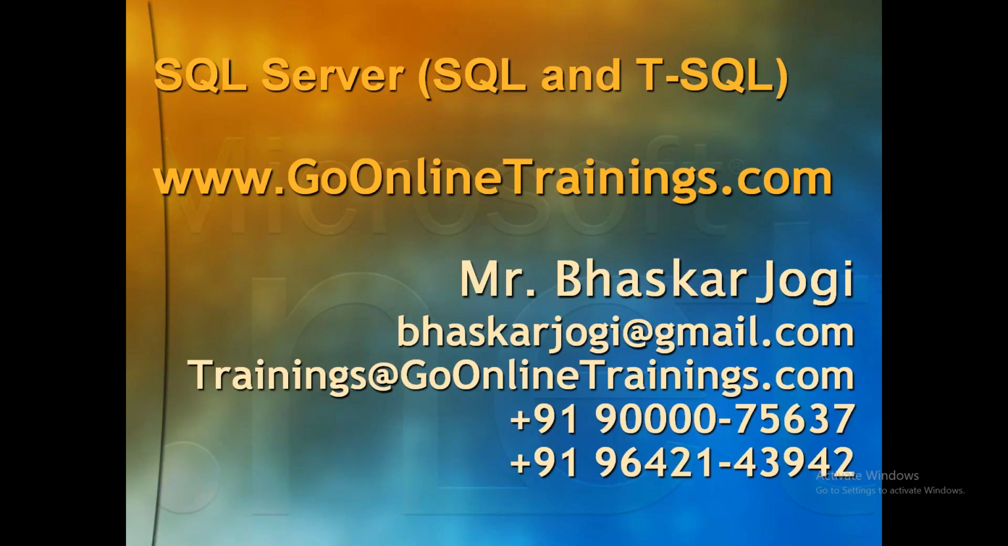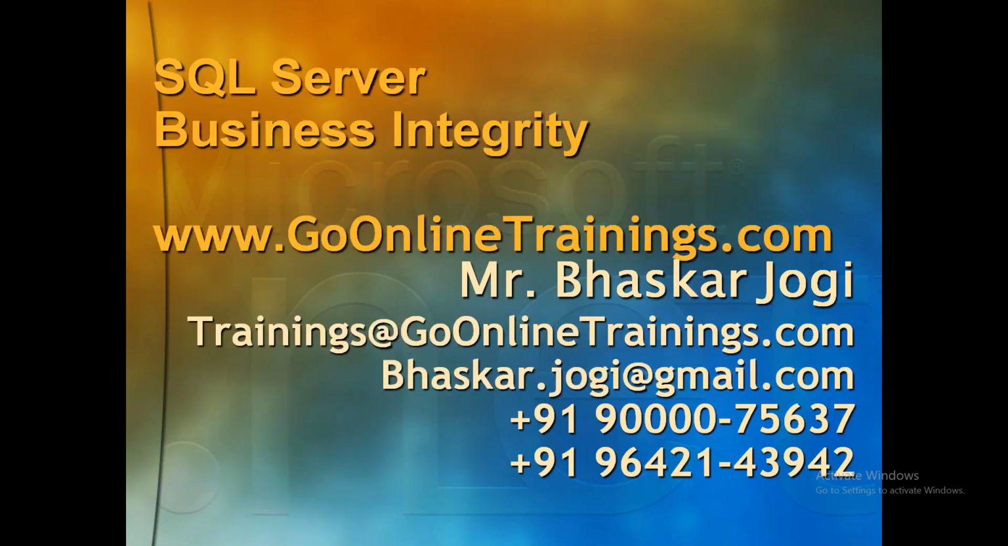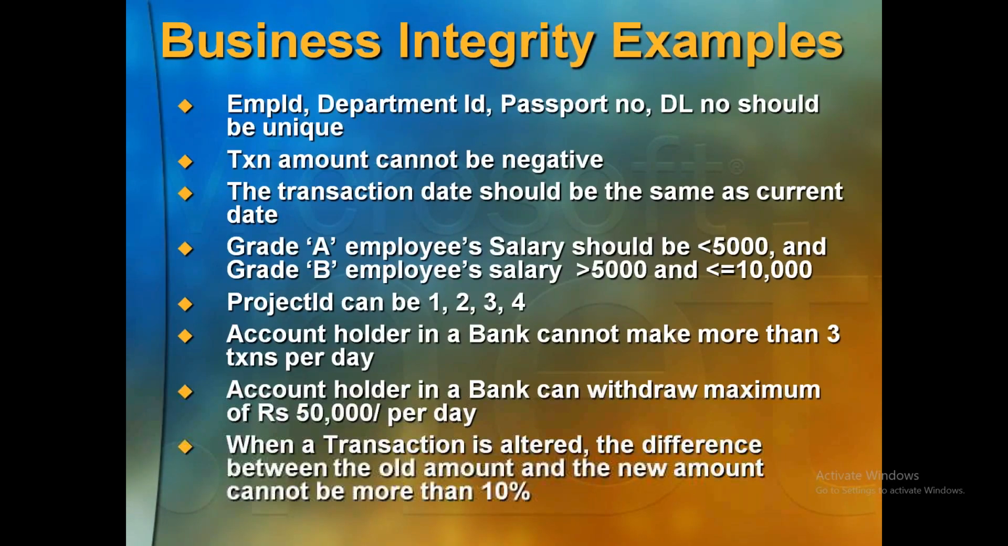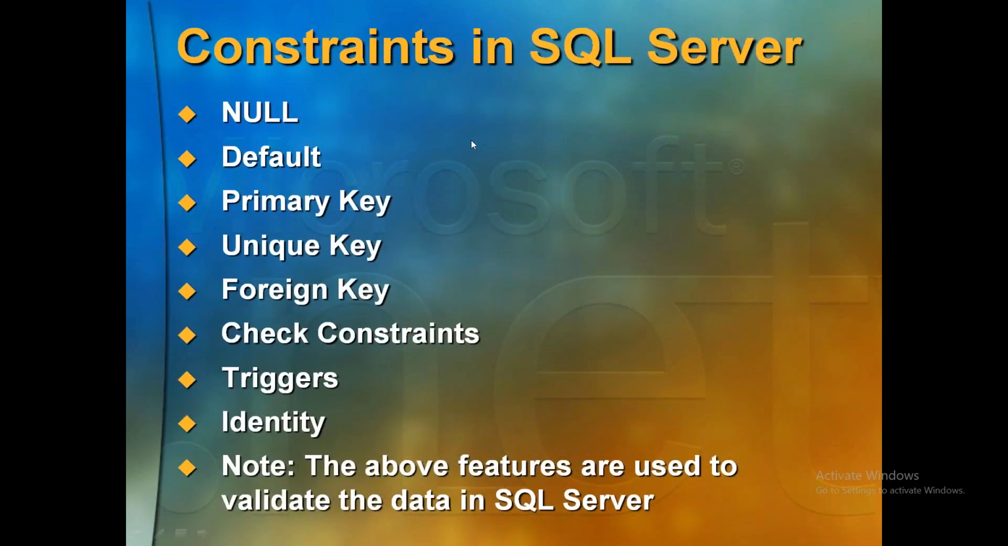Clear? We've spoken about a lot of things, right? So what are the things we discussed? We discussed about null, default, primary key, unique key, foreign key, check constraints. Triggers we will implement later, and check constraints and triggers, both of them are there to validate the data. Clear? Simple expressions means we can go in for this.